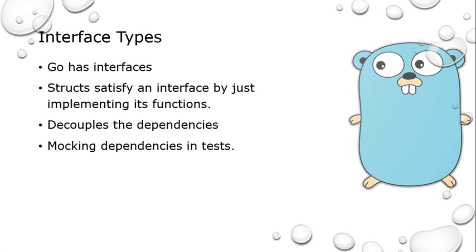Interface types. Go has interfaces, and any structure can satisfy an interface simply by implementing its functions. That allows you to decouple the dependencies in your code. You can then mock your dependencies in tests also. By using interfaces, you can write more modular and testable code. Go also has first class functions, which open up possibilities like writing your code in a more functional style.